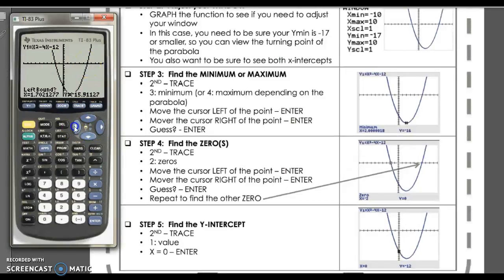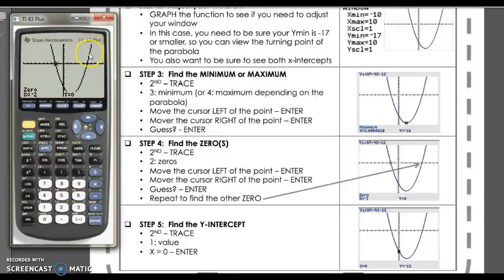So I'm going to do this one first. So I need to get above the x-intercept. So that's my left bound. Then I need to get below the x-intercept. That's my right bound. And then again, the calculator is going to take a guess, hit enter, and I have 1 x-intercept, 1 solution at negative 2, 0.